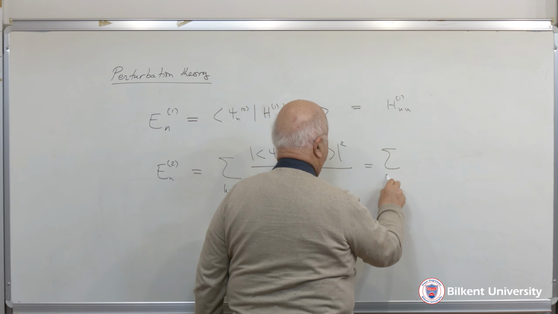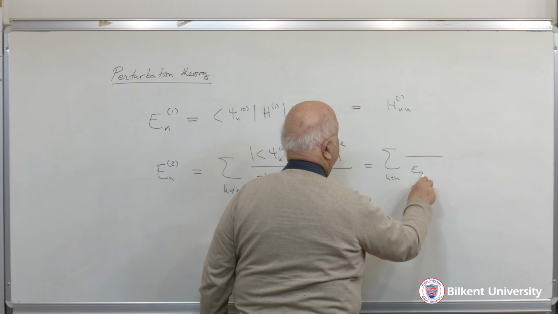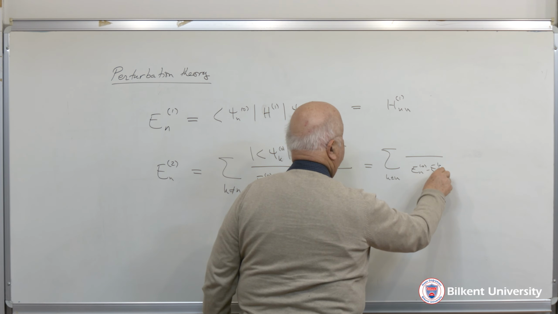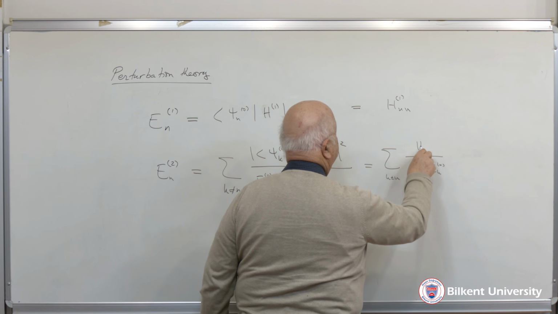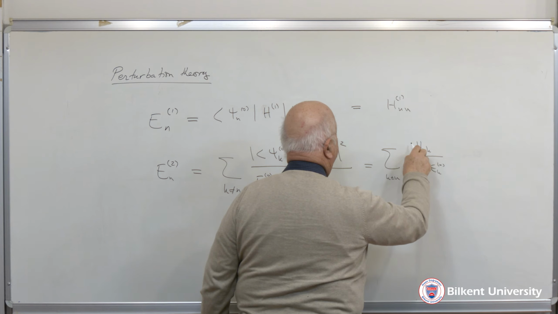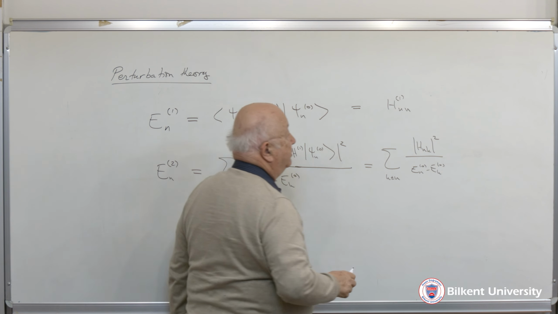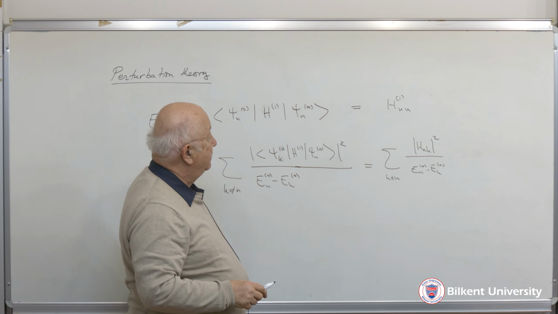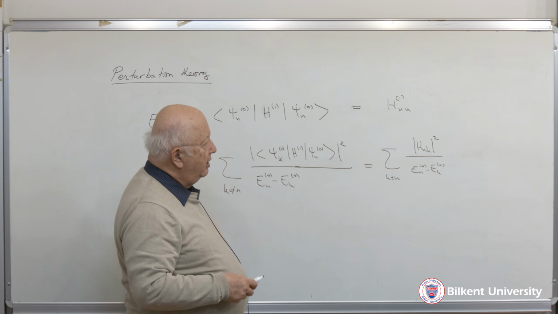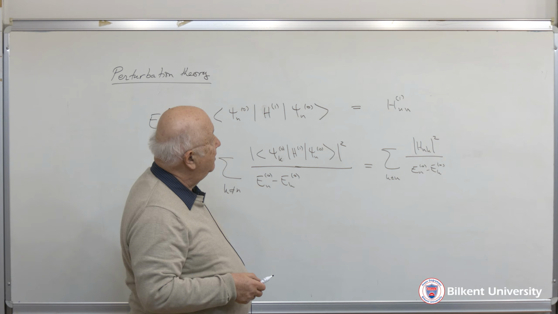This is k not equal to n, En0 minus Ek0, and H1 nk or kn doesn't really matter, because they are just going to be magnitude squared anyway. So those are the results. I want to just work out some examples today.